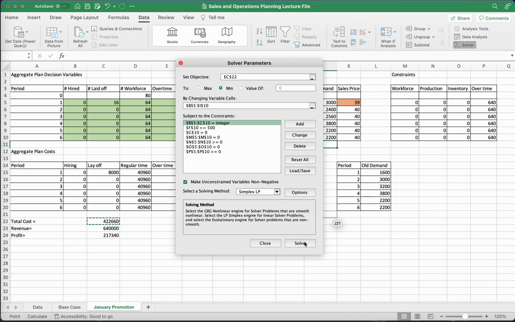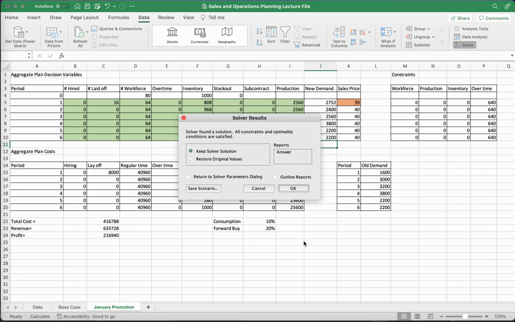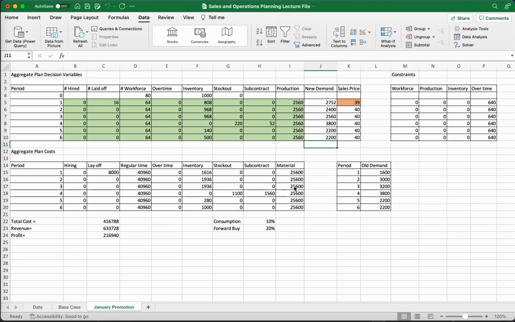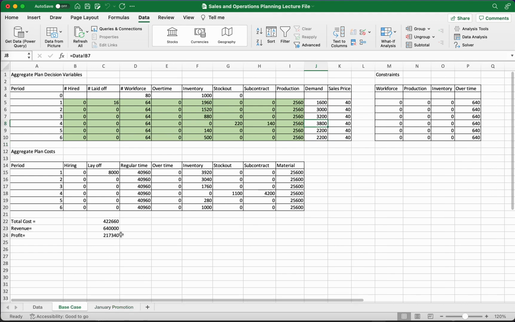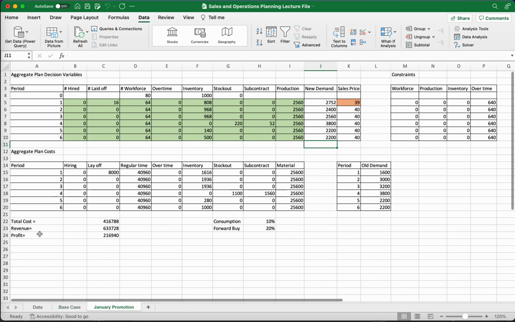I'm going to click on Solve again. And now I have a new solution, right? In this new solution, the number of people you're hiring and firing remains the same, but the overall costs have changed. If you consider the base case, the profit was $217,340. With the promotion in January, it is $216,940. Definitely the profit is going to go up because you see a 10% increase in demand one way or the other. So this definitely is going to be higher.